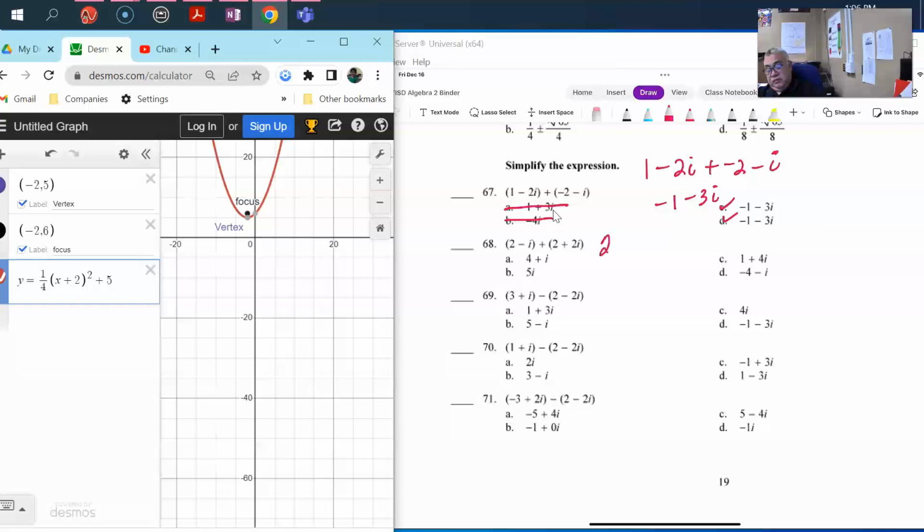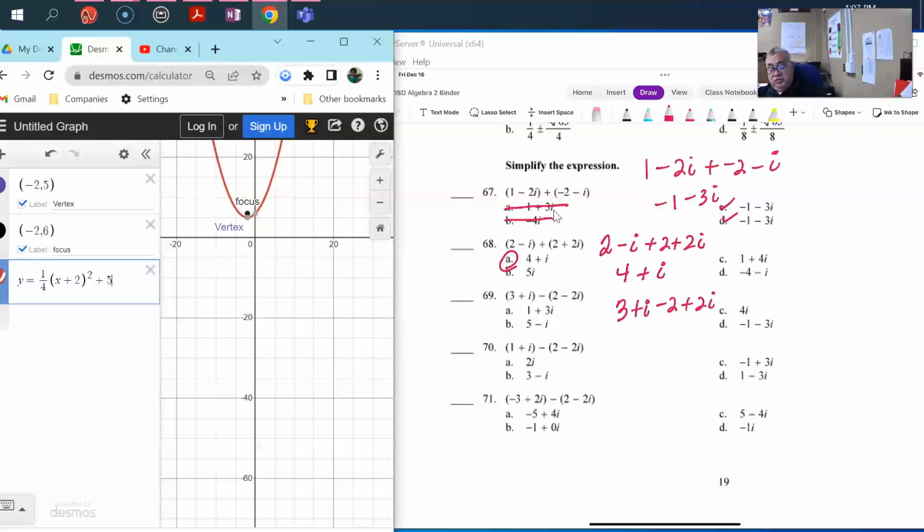68, 2 minus i plus 2 plus 2i. So you want to add the 2's. 2 plus 2 is 4. Negative i plus 2i is going to be plus i. So 4 plus i.